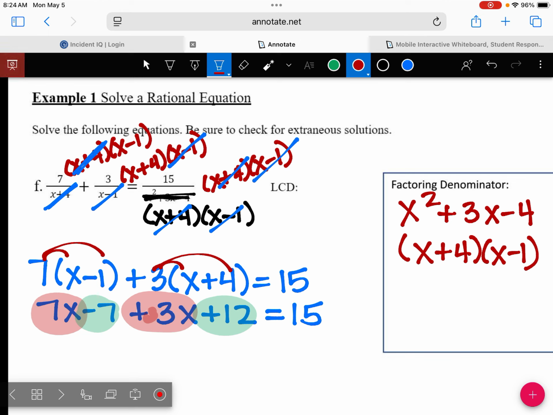All right, go ahead and compare. So I got 7x minus 7 plus 3x plus 12 equals 15. I color-coded the like terms. So that's 7x and 3x. Go ahead and add that together. And negative 7 and 12, add that together.